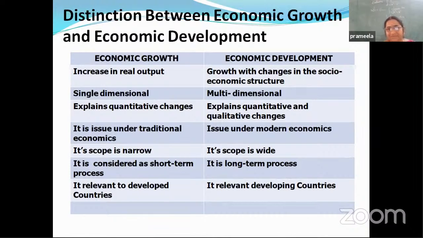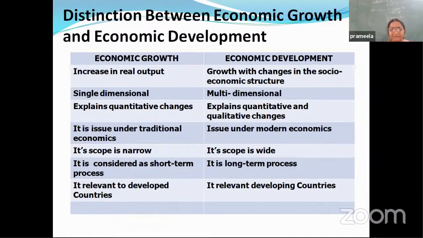But economic development considers a long period. It is a long-term process, 20 to 30 or 40 years, and so on. Over the long term, it looks at how production increases in the economy by changing all the social, cultural, economic, and technical aspects. That is the variation. Next one: economic growth is only relevant to developed countries.